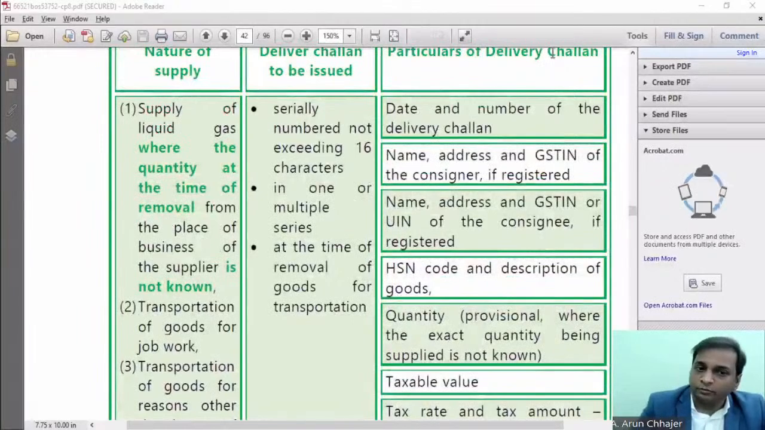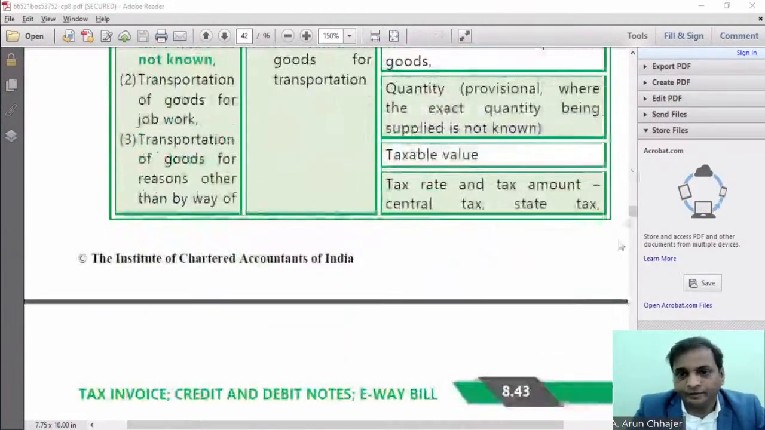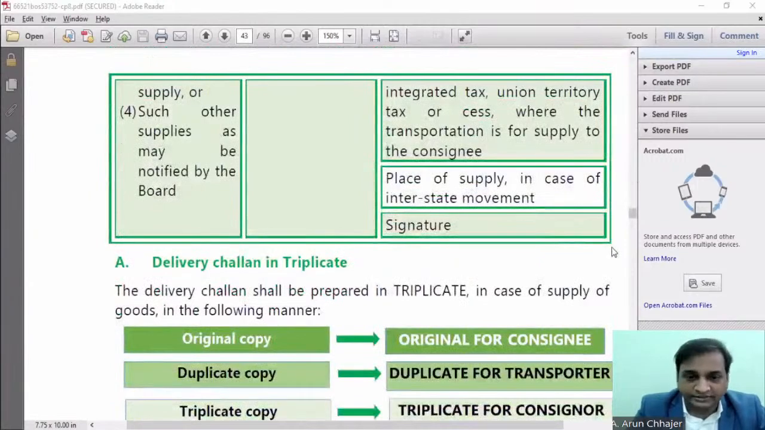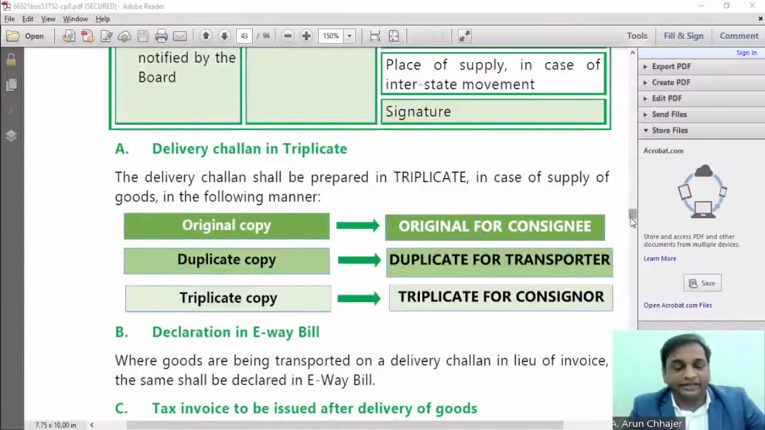Particulars are almost the same: serial number in one or multiple series not exceeding 16 characters, date and number of the delivery challan, name, address and GST number, name, address and GST of the consignee if registered, HSN code, quantity, taxable value, tax rate, and place of supply and signature. So the delivery challan would be prepared in triplicate: original, duplicate and triplicate. Original for consignee, duplicate for transporter and triplicate for consignor.